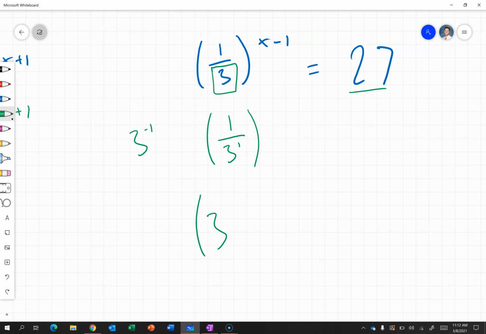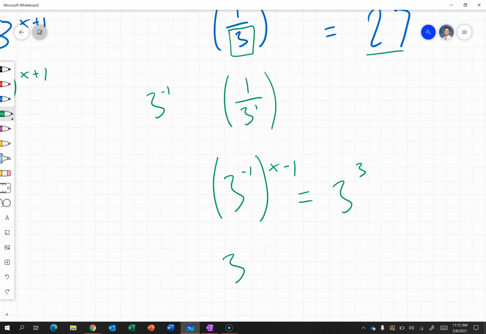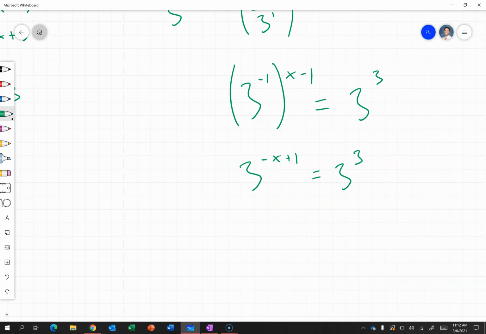So now I have a base of 3 here, and on the right side, I can have a base of 3 as well, 3 to the third power. That gives me 3 to the negative x plus 1 equals 3 to the third. So negative x plus 1 equals 3. If we subtract 1 from both sides, negative x equals 2. So positive x equals negative 2.